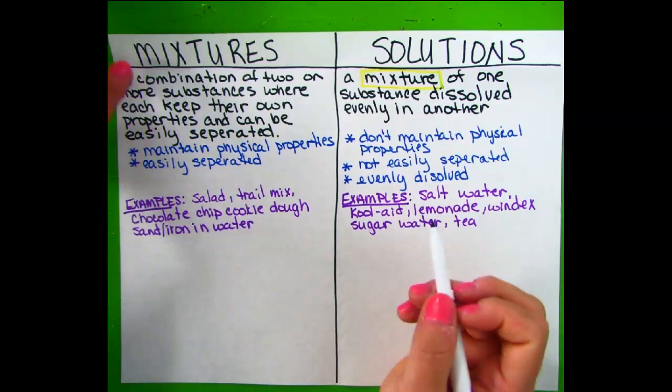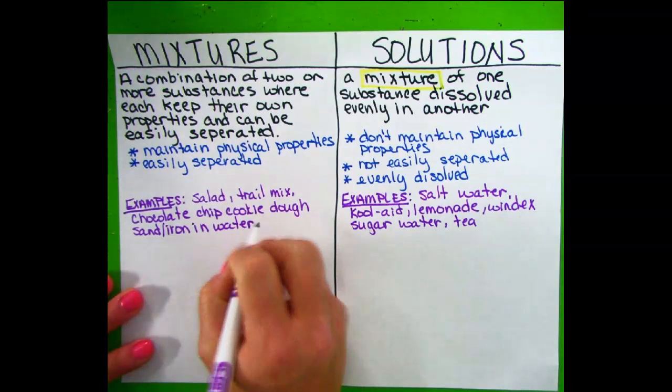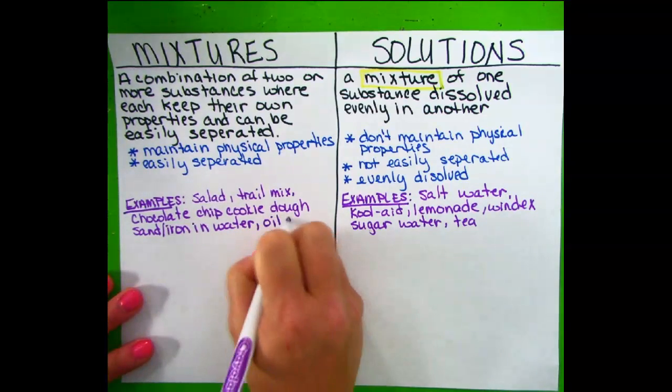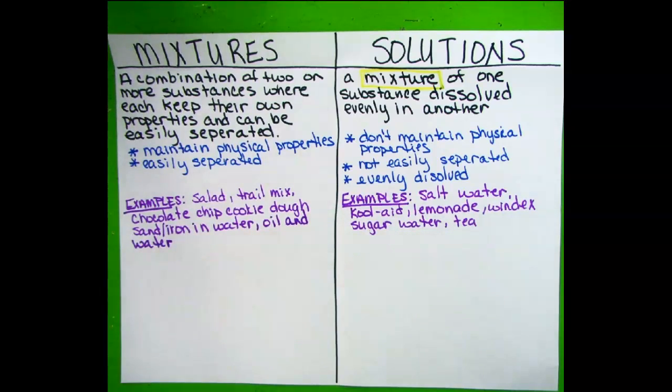So again, examples of mixtures are salad, trail mix, chocolate chip cookie dough, sand and iron and water. You can probably say oil and water because the oil floats in water. Examples of solutions are salt water, Kool-Aid, lemonade, Windex, sugar water, tea. I'll give you a minute to write that.